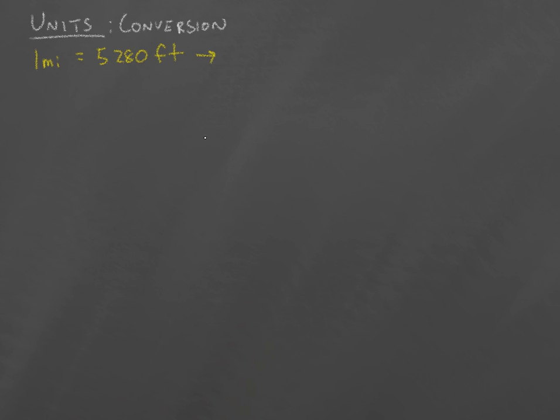But if we divide both sides by 5,280 feet, we see that 1 mile divided by 5,280 feet is actually the same thing as 5,280 feet divided by 1 mile, which is 1. Right? And as we said before, these are both units of length.